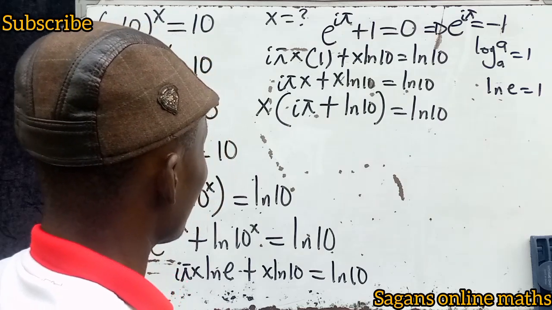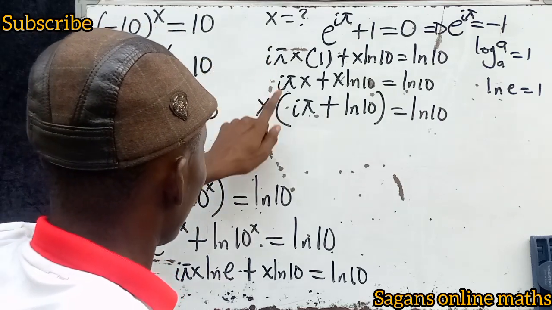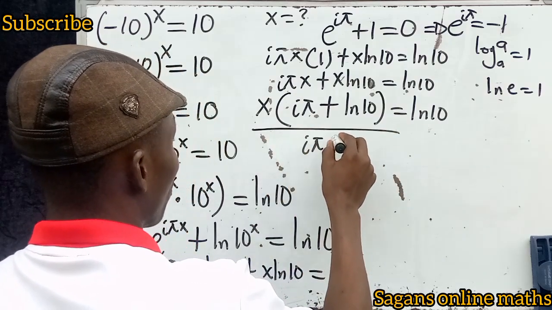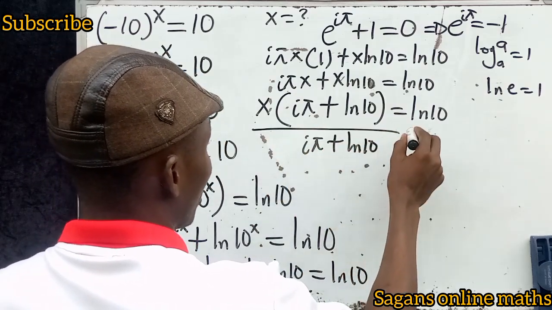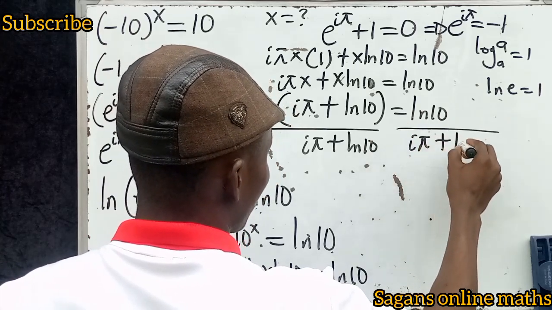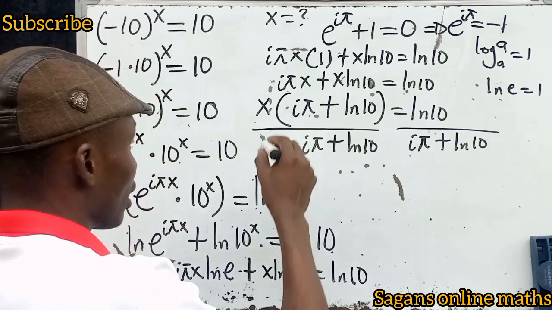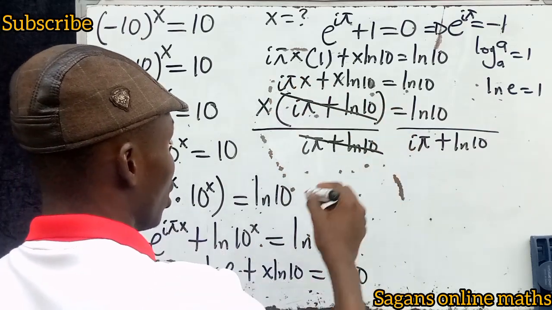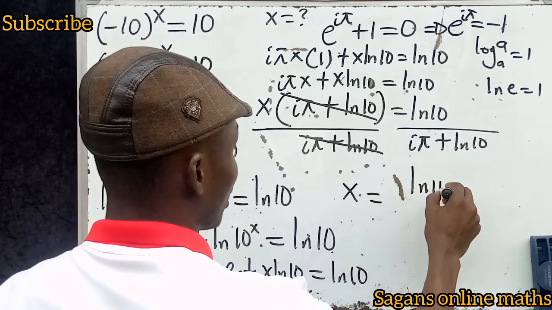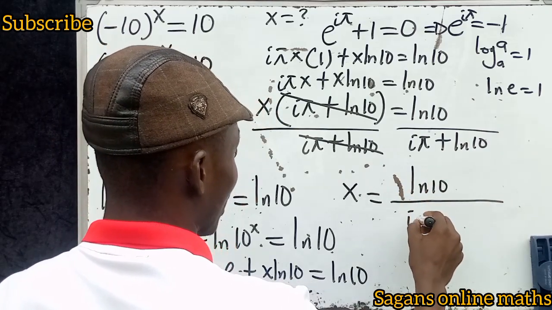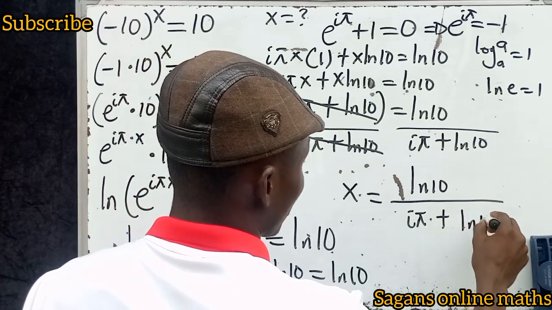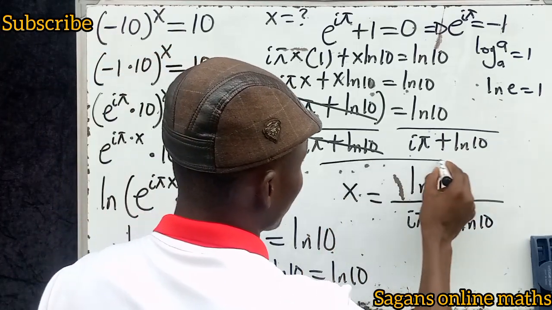Now, what are we going to do next? Remember, we are asked to look for the value of x. At this point, we divide both sides by iπ plus ln 10, and divide the whole of this by iπ plus ln 10, right? Wow. Now, you can see that this will cancel out this. Amazing. That means x will be equals to ln 10 divided by iπ plus ln 10. Now this is the value of x.